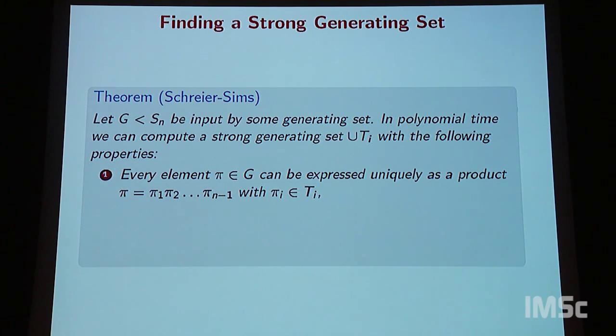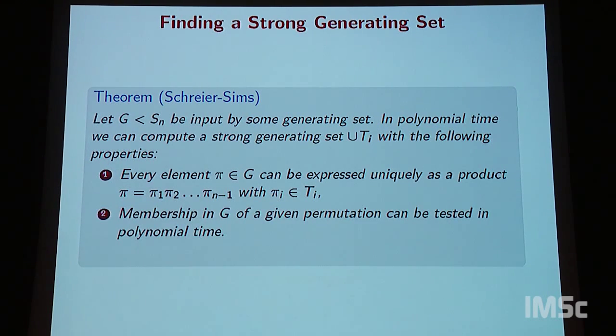Okay, so now putting everything that I told together, we are on the verge of our first algorithm. It's called the Schreier-Sims algorithm because it relies on Schreier's lemma, and Sims used it. So given an arbitrary subgroup by a generating set, you can compute a strong generating set, which is the union of these right coset representatives. Every element can be uniquely expressed as a product. You can test membership in polynomial time. And you can even compute the cardinality of the group in polynomial time.